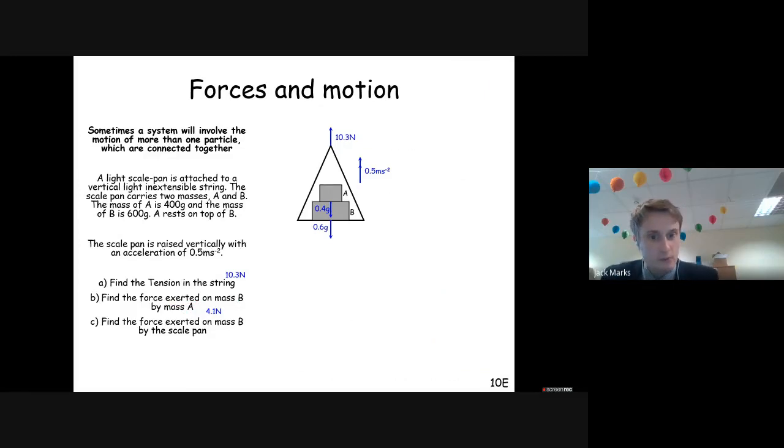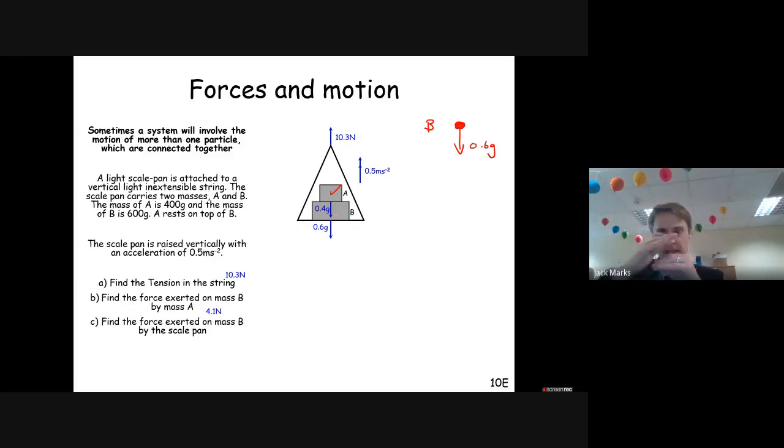Now, we've dealt with this block here and we found out some forces. What's the force done to B by the scale pan? Well, we're going to do the same sort of thing again. Let's consider the next block. That's what we said, we work our way down. So let's consider B as a particle. What is acting on B? Let's start with the easier part. Its weight is pulling it down. Is anything else being done to B?